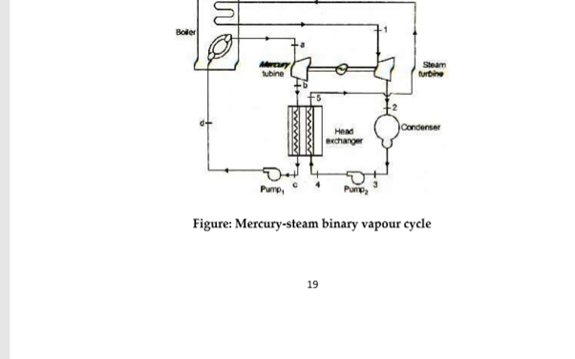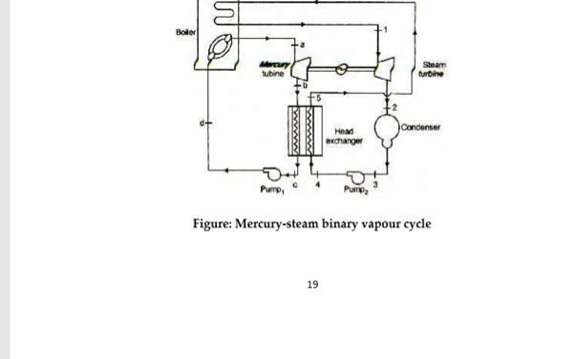In the working of this binary vapor cycle, first of all, the mercury boiler heats the mercury into mercury vapors. This is the boiler. What happens? The mercury boiler heats the mercury into mercury vapor in a dry and saturated state. This is the boiler section in which the mercury boiler is there and the steam boiler is there. Therefore, in this section, the mercury boiler heats the mercury into mercury vapor in a dry and saturated state.